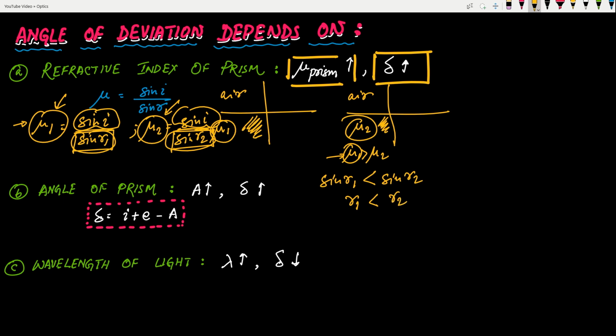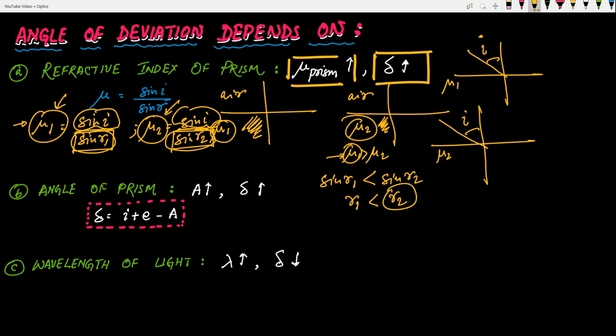Now what does this actually mean? Let me draw it again. So suppose this is I and this is again I. We have taken two mediums. This is for mu1 and this is for mu2. Now we got that R2 is greater. So this is R2 and this is R1. So we can say this angle is R2 and this angle is R1. Therefore, we can see that mu1 will be greater because R1 is less, and we know that mu and sine R are inversely proportional, isn't it?